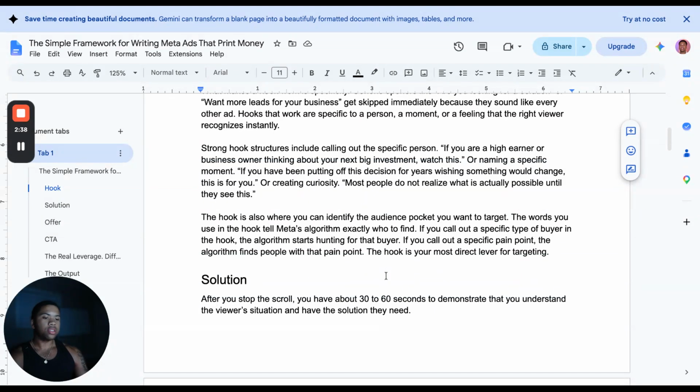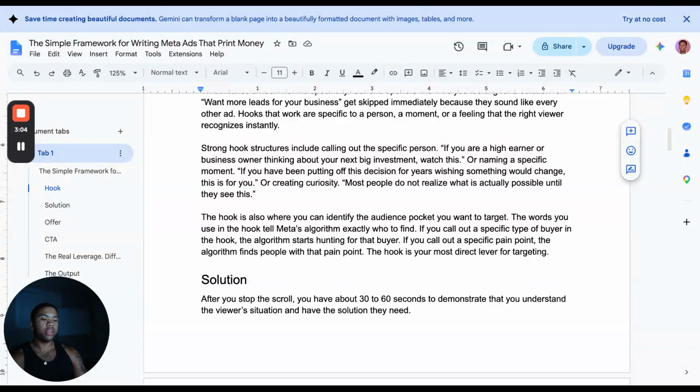You want to pull them in to actually watch your video. Also, the hook is where you're able to identify the audience pocket that you want to target. The words that you use in your hook and throughout the rest of the ad, but I'm just talking about the hook right now, are going to tell Meta's algorithm exactly who to find for you. If you call out a specific type of buyer in the hook, the algorithm starts hunting for that buyer.